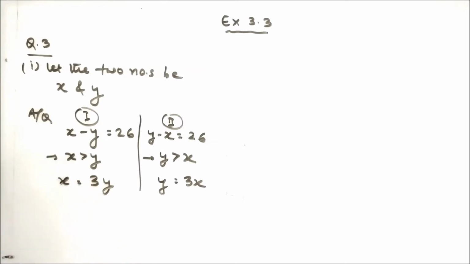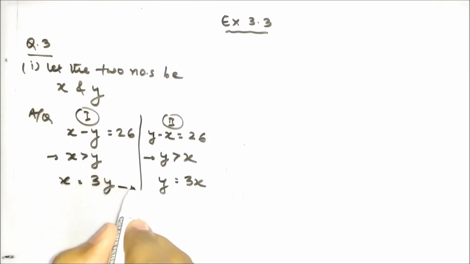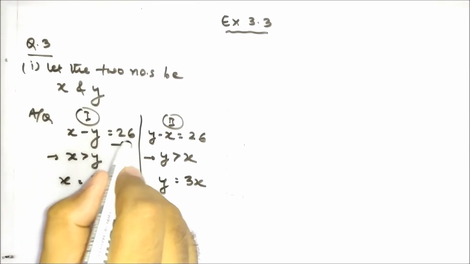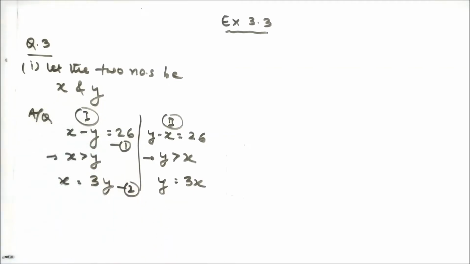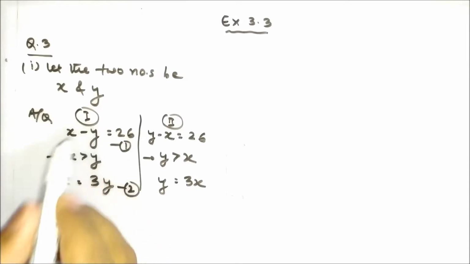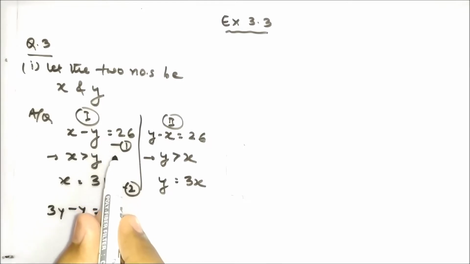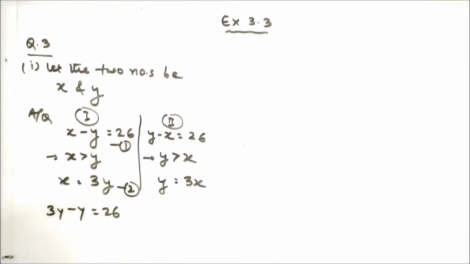We have to solve this by substitution method. The first two steps we don't have to apply here because we directly got the value of x in terms of y. So this is your second equation and this is your first equation. We'll put the value of x from equation 2 into equation 1. When you put the value here, it will be 3y minus y is equal to 26. You will write the statement: putting the value of x from equation number 2 to equation number 1, we get 3y minus y is equal to 26. Just the x value is replaced by 3y.